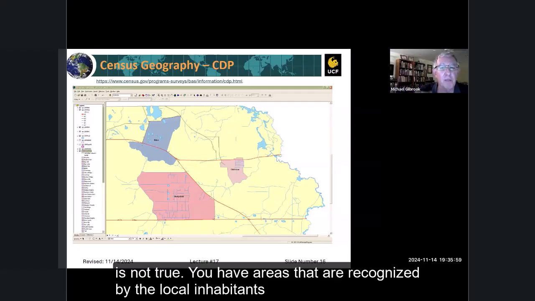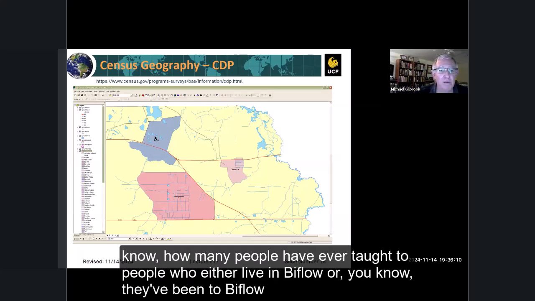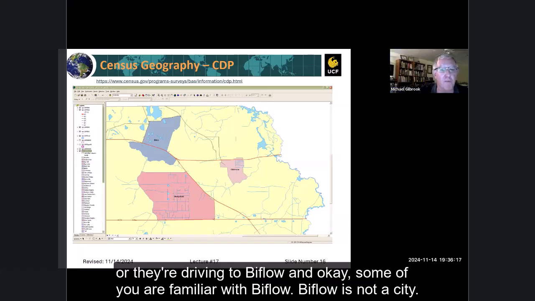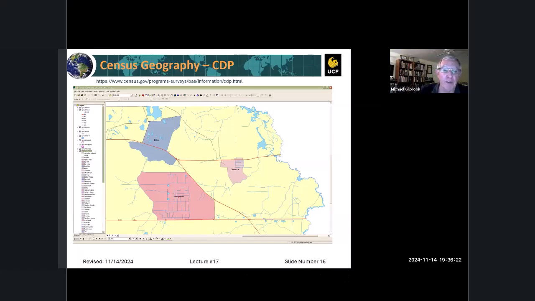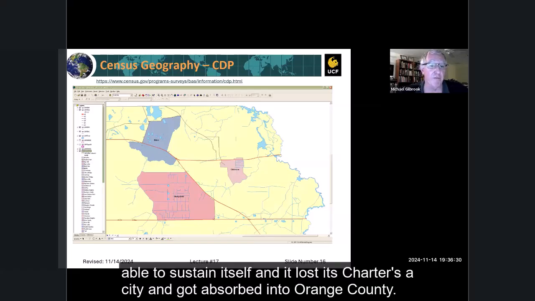You have areas that are recognized by the local inhabitants as being a place. They've given it a name, like Bithlo. How many people have ever talked to people who either live in Bithlo, or they've been to Bithlo, or they're driving to Bithlo? And okay, some of you are familiar with Bithlo. Bithlo is not a city. Fun fact, it used to be a city and it fell apart. Basically, it wasn't able to sustain itself, and it lost its charter as a city and got absorbed into Orange County. So it's no longer a city.